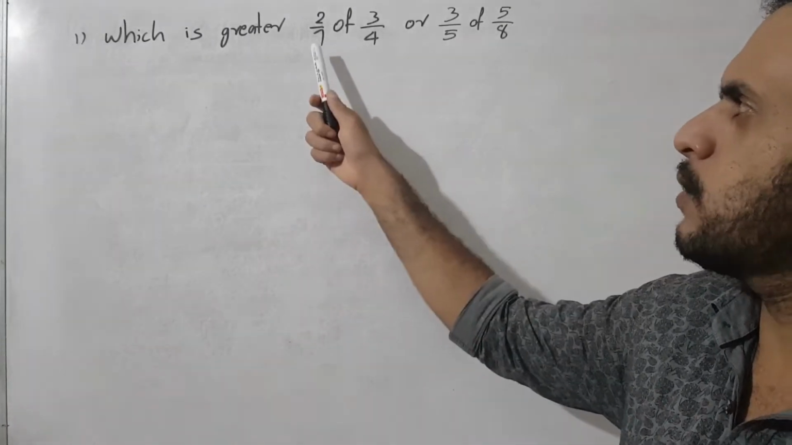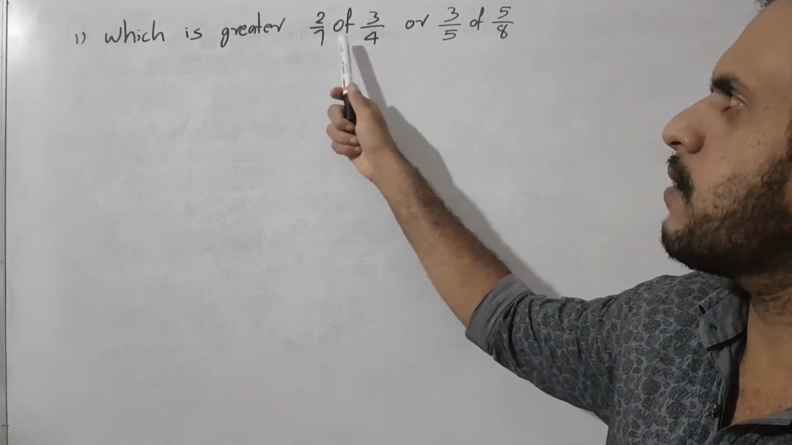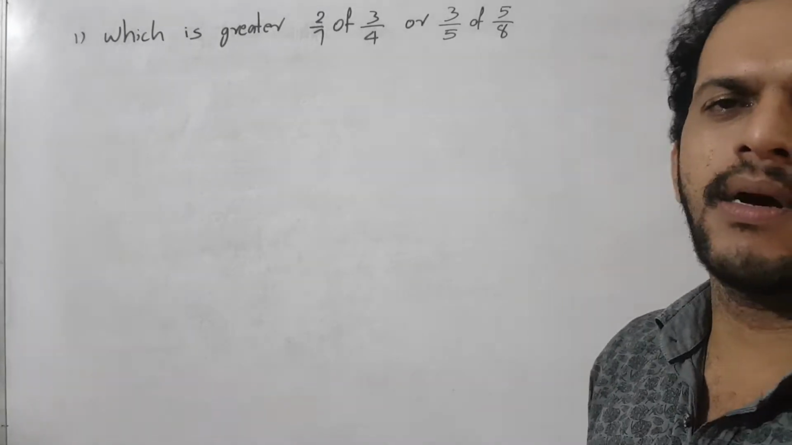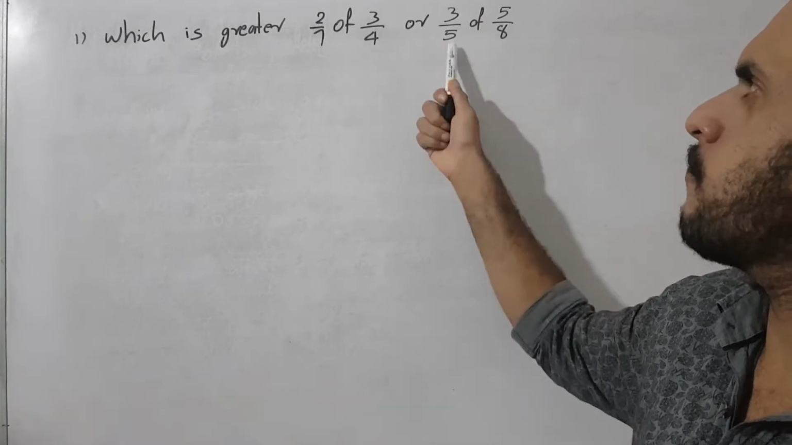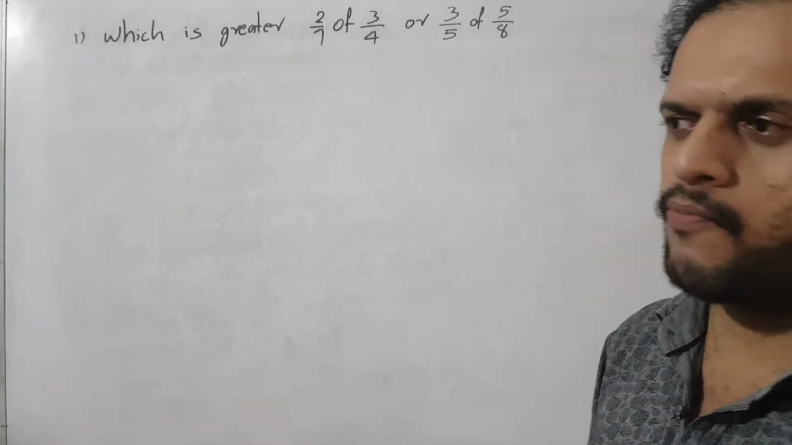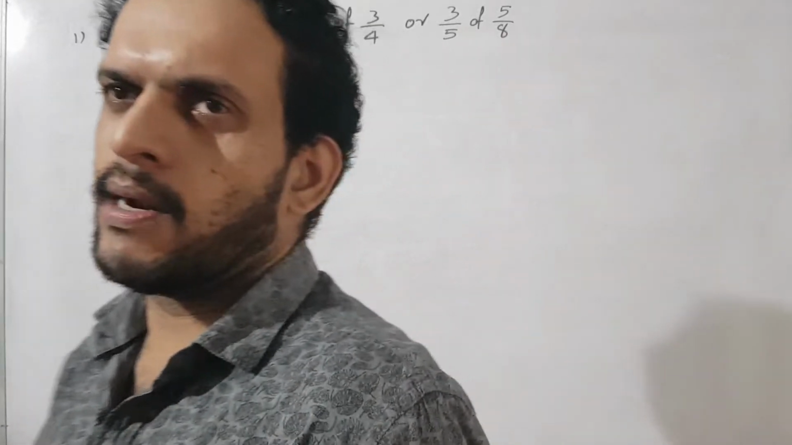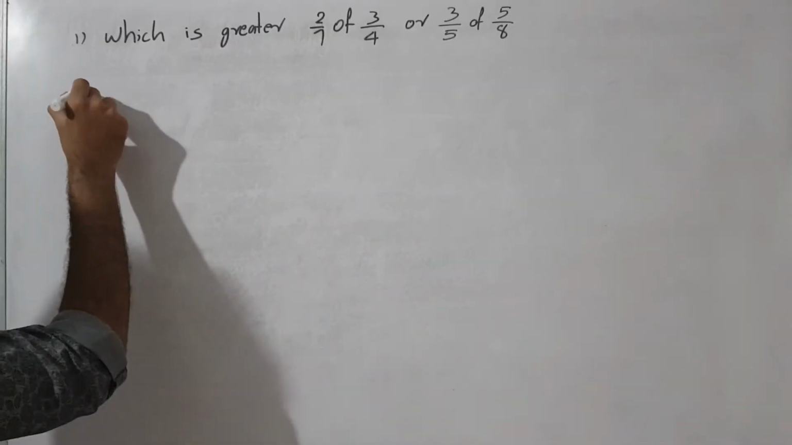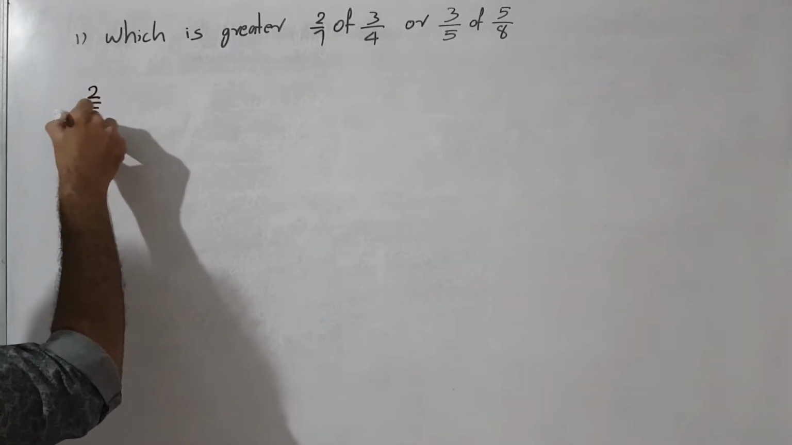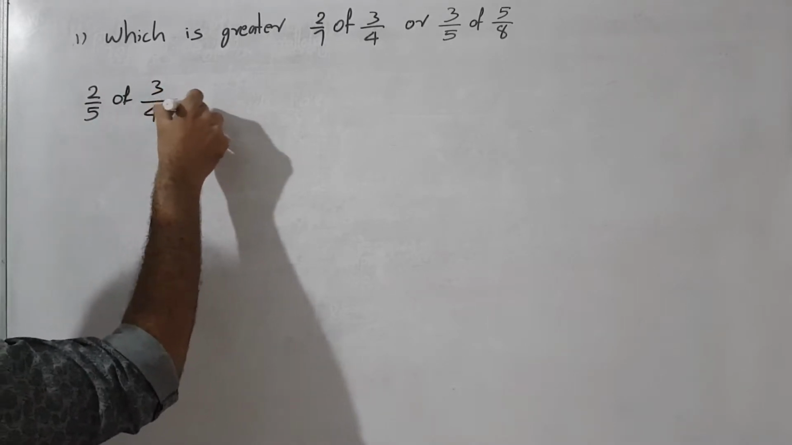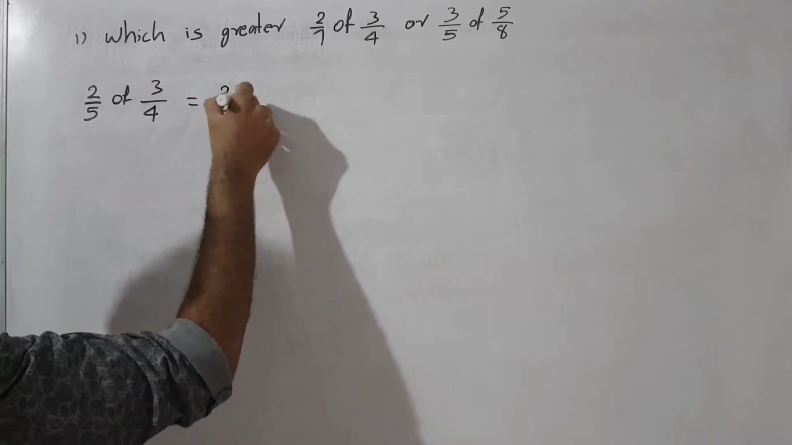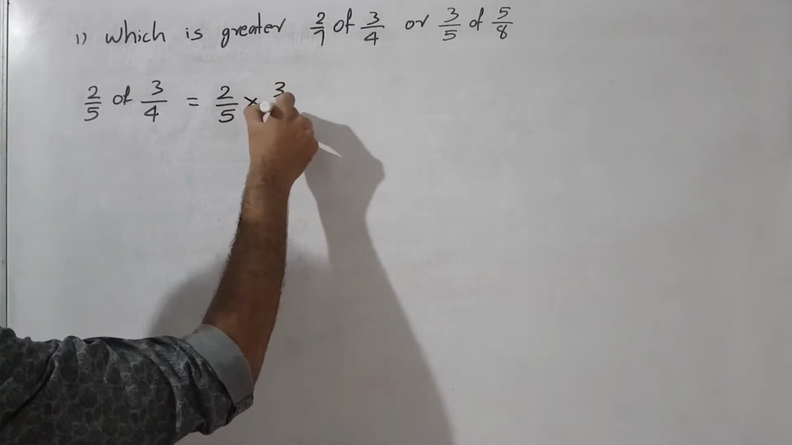So we know what is the meaning of 2 by 5 of 3 by 4, or how to find the 2 by 5 of 3 by 4 and 3 by 5 of 5 by 8. Okay, then first we find that one. First we start like this: 2 by 5 of 3 by 4 is equal to 2 by 5 into 3 by 4, correct?